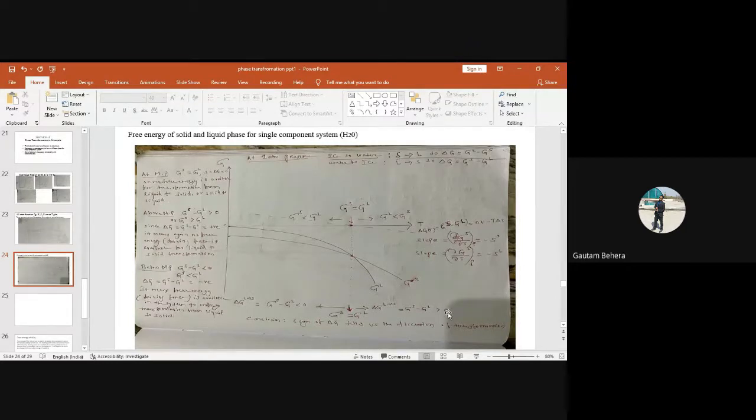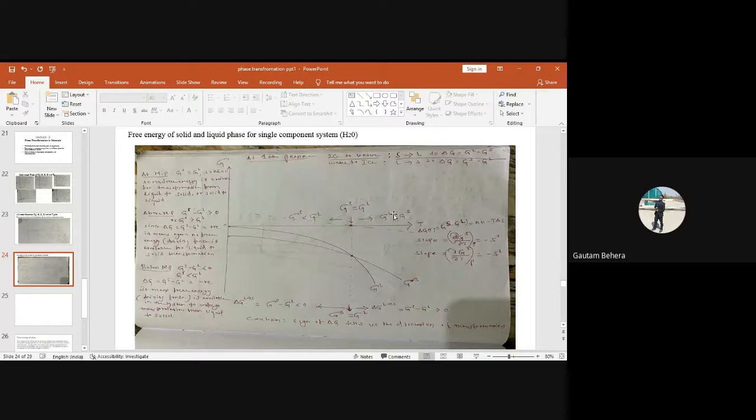So will the transformation happen? Will the liquid become solid? You are above the melting point. Will liquid become solid? Yes or no? When you are above the melting point, will liquid become solid? No. The answer is no, because GS minus GL is positive. It is greater than 0, right?